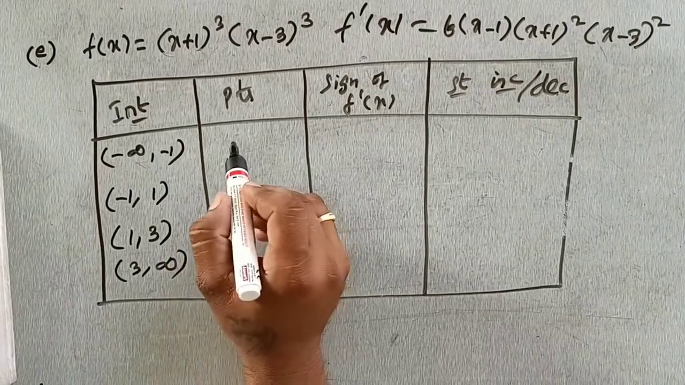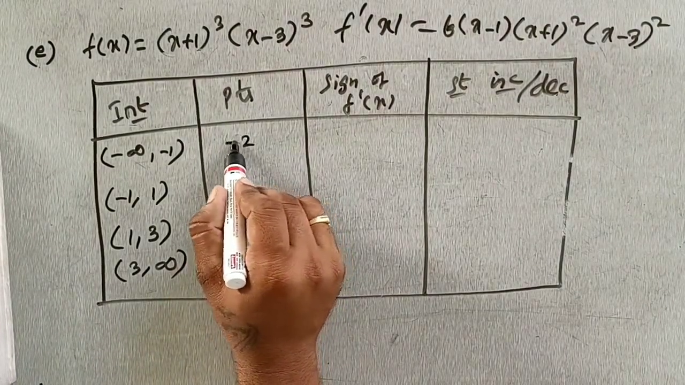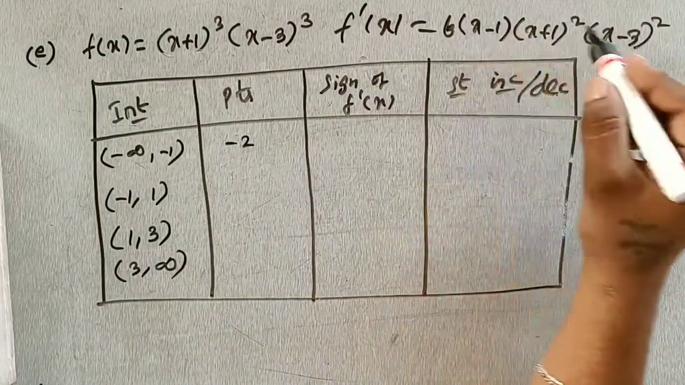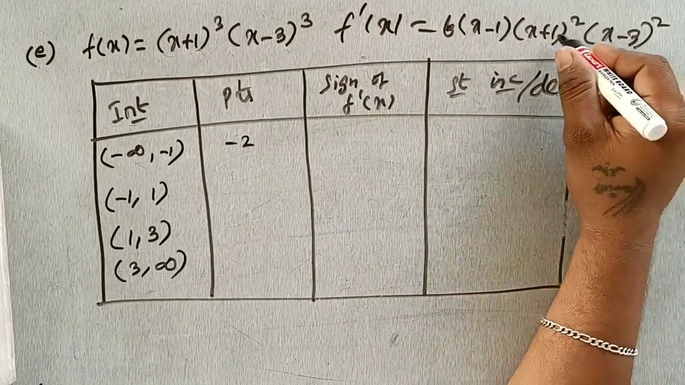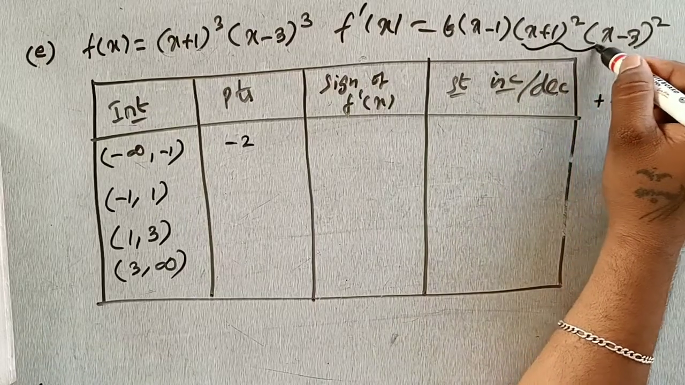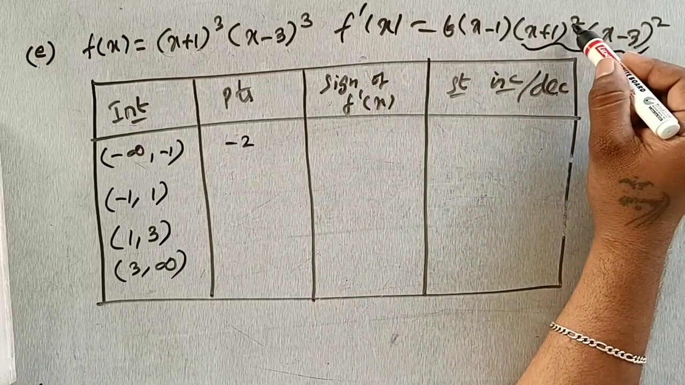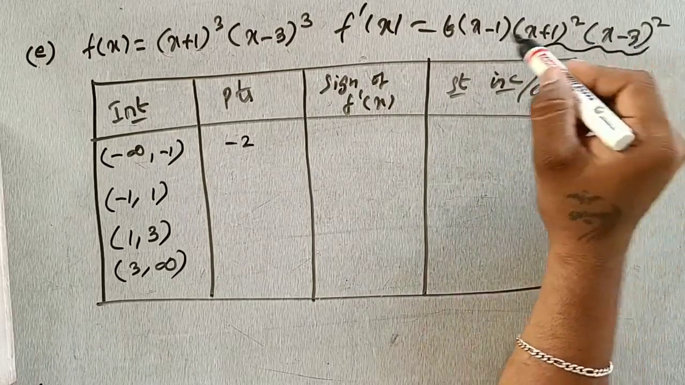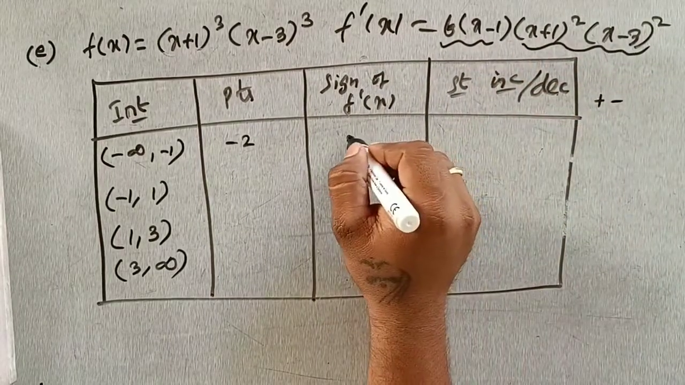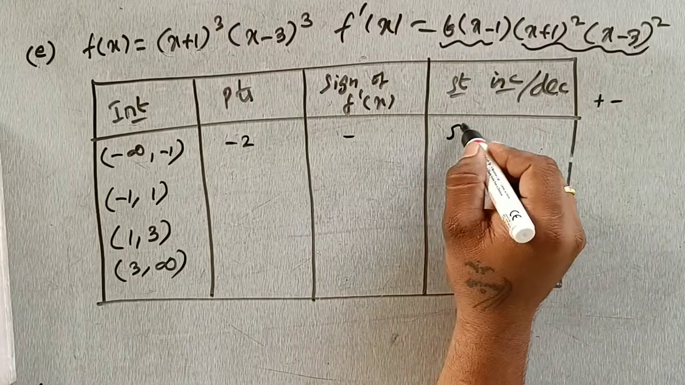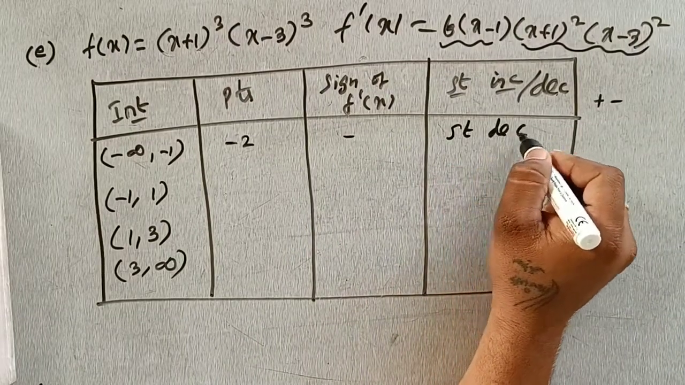Minus infinity to minus 1, I can take minus 2. Taking minus 2 means this will be positive, so first will be positive. Minus 2 means negative will come. Anyhow these two will be positive always, because we have (x plus 1) square and (x minus 3) square. So we can check for these two alone. So plus into minus, minus will come. So negative. Negative means strictly decreasing.